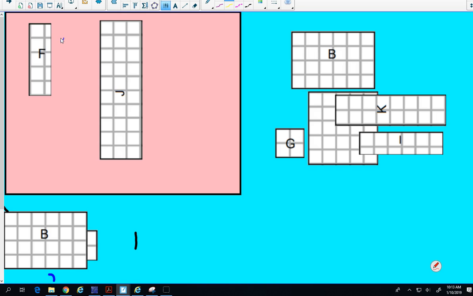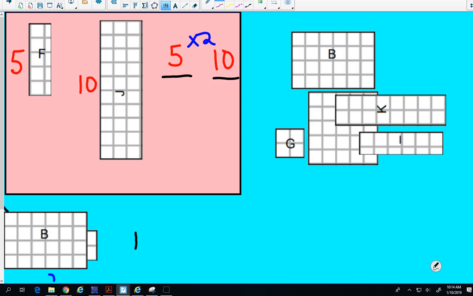What is the long side of F? 5. What's the long side of J? 10. So what's the relationship between 5 and 10? It's a times 2, right?